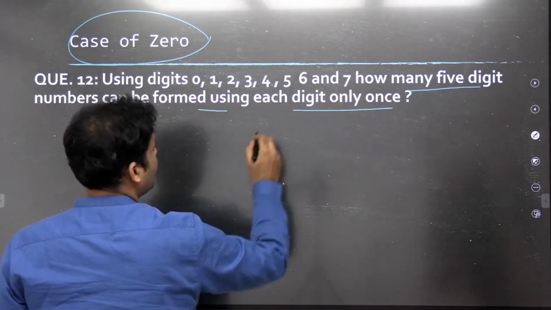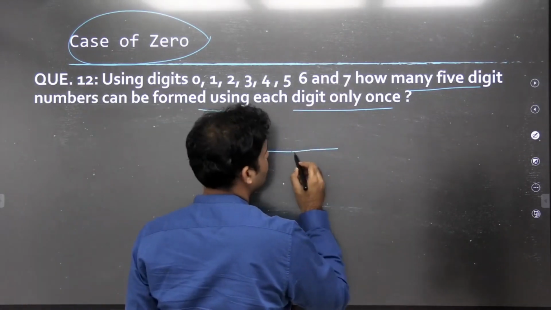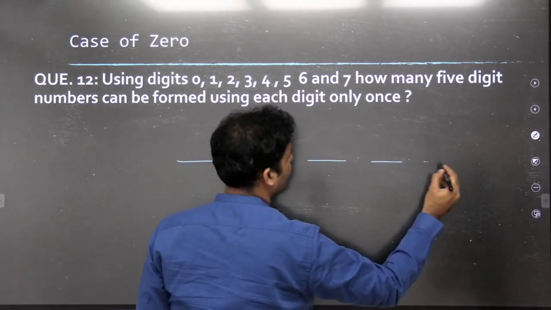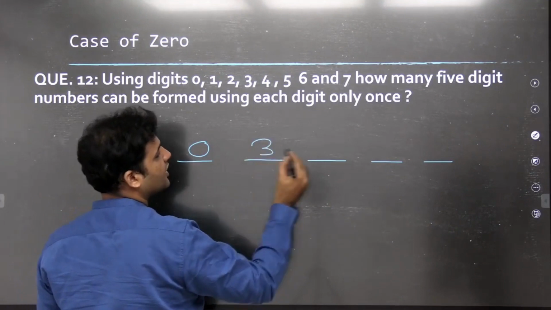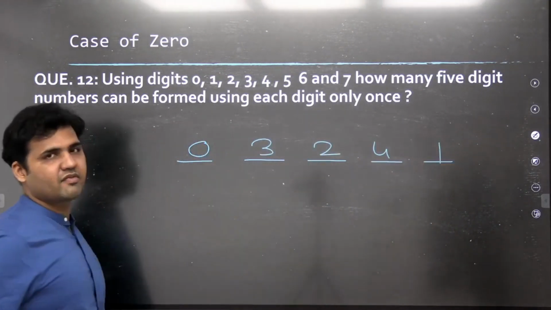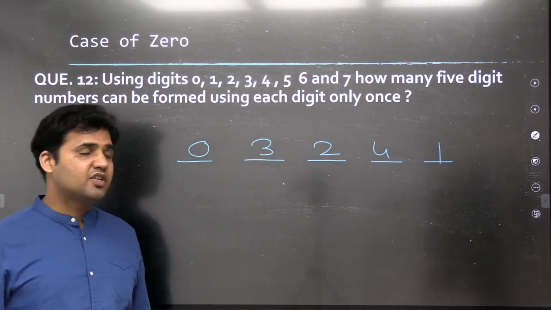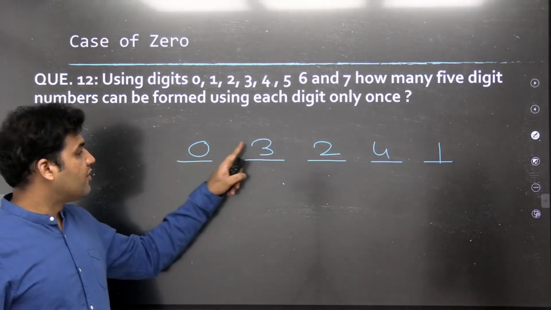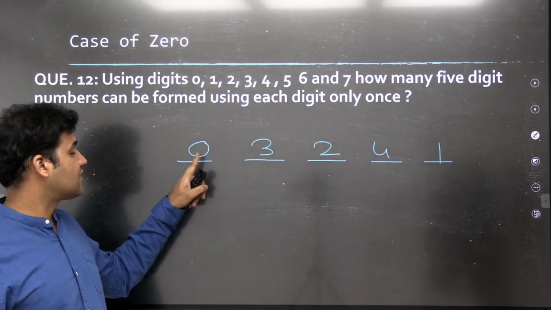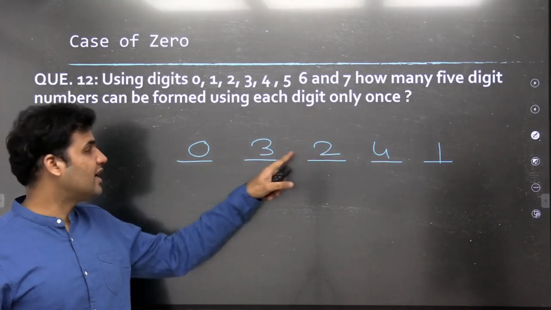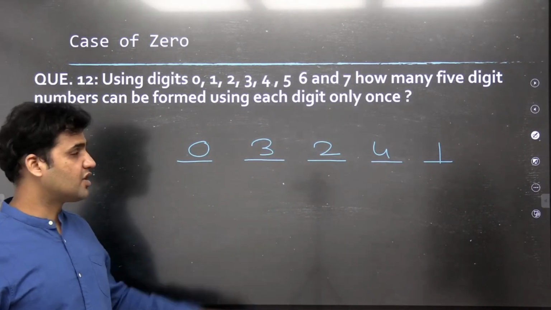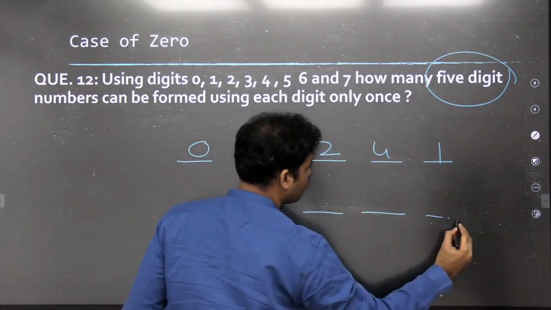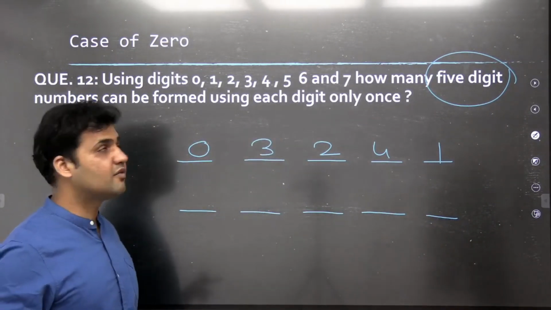Because if I am supposed to make a 5-digit number, guys, it's like if I place 0 here, 3 here, 2 here, 4 here, 1 here. Will you call this number a 5-digit number? This is not a 5-digit number because the first digit is 0. 0 before this number does not make any sense. Yes, 0 after any of these digits will make sense, right? So this is not a 5-digit number, this is a 4-digit number. If the question says I have to make a 5-digit number, you have to make sure that the first place is not getting filled with 0.